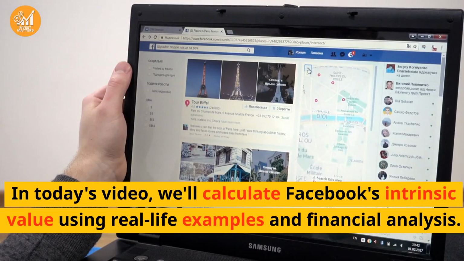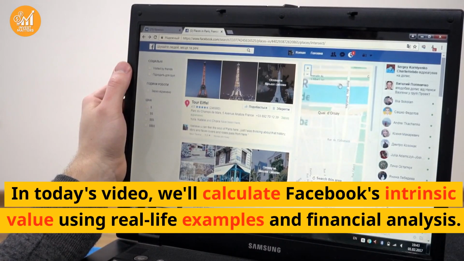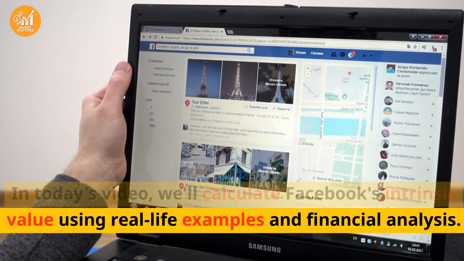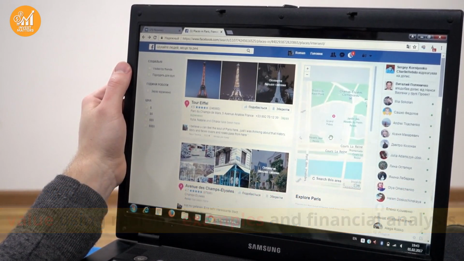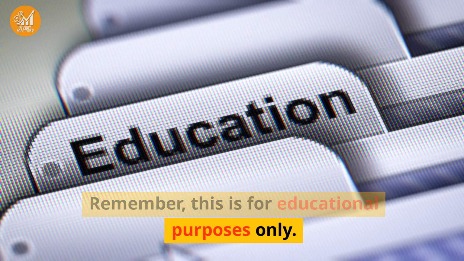In today's video, we'll calculate Facebook's intrinsic value using real-life examples and financial analysis. Remember, this is for educational purposes only.